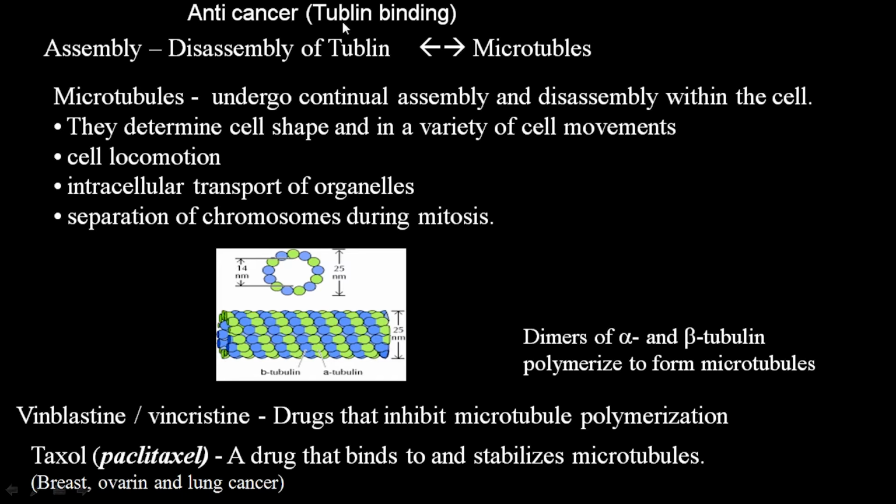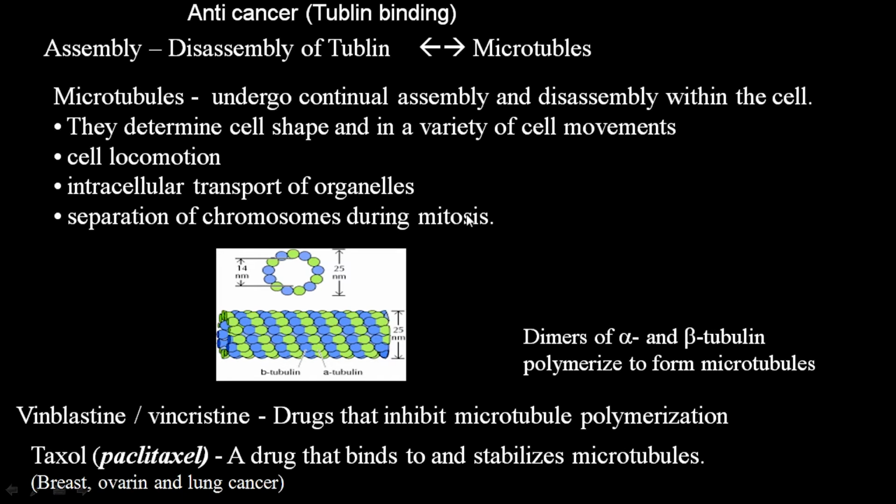Okay, so another example we will look at is tubulin. Tubulin assembles and disassembles to form microtubules. Microtubules undergo continual assembly and disassembly within the cell. They determine the cell shape in a variety of cell movements: cell locomotion, intracellular transport of organelles, and separation of chromosomes during mitosis.